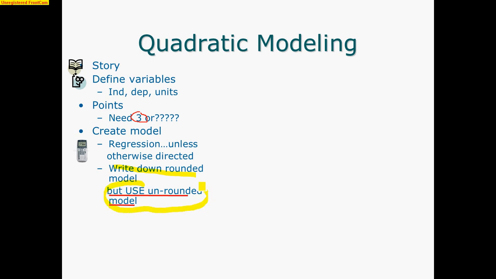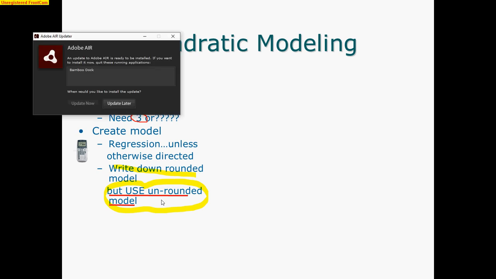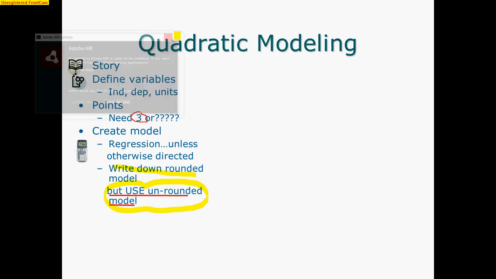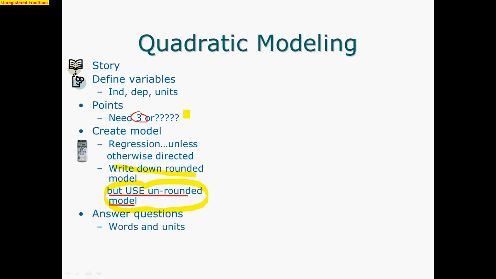You write down the rounded model, but, and this is part of an IB objective, how can you use your calculator to enhance the mathematics, not just use it for calculations? Use your calculator to store the regression equation with all of its gross variables so that you can eliminate or reduce errors from using a rounded model. Then of course you're going to answer the questions, and don't forget, since we started with a story, words, you want to end the problem with words and the units.